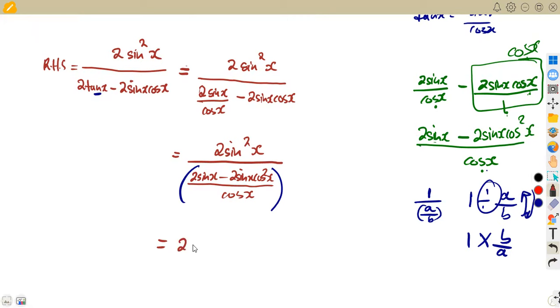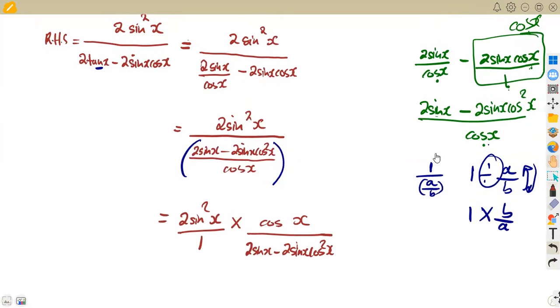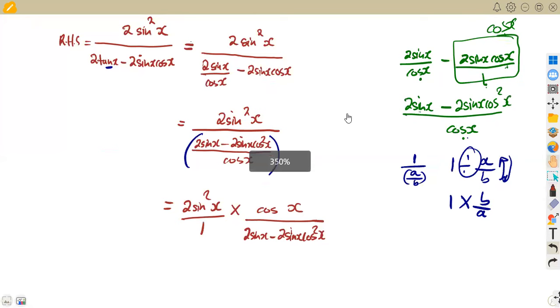We are going to have 2 sine squared x like this being multiplied by, if we interchange this part here, because we are going to divide, then we interchange this part. So we are going to have the cosine of x on top over everything that we are going to have here. So this is the one that we are going to write in the denominator, meaning to say we are going to have the 2 sine of x minus 2 sine of x cos squared x in the denominator like this. All right. Now we are having a term that is under multiplication, and we know that under multiplication, we can simplify whatever way that we want as long as we can factorize. That means we can cancel our terms.